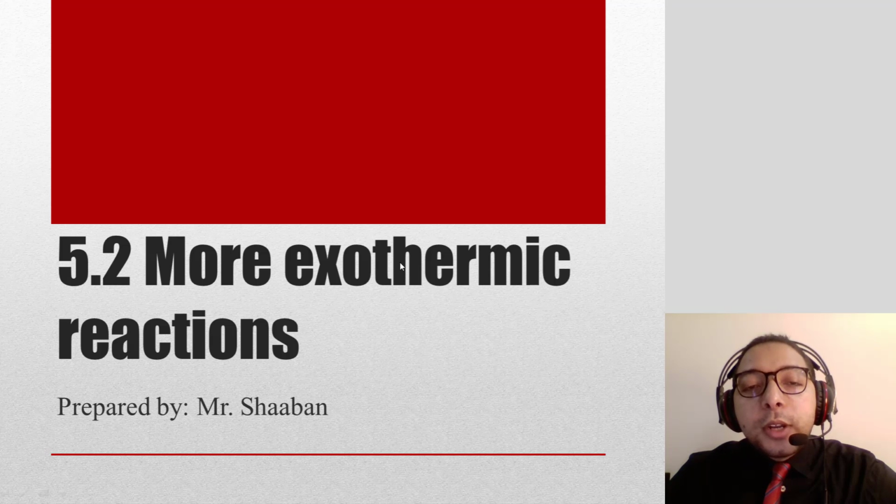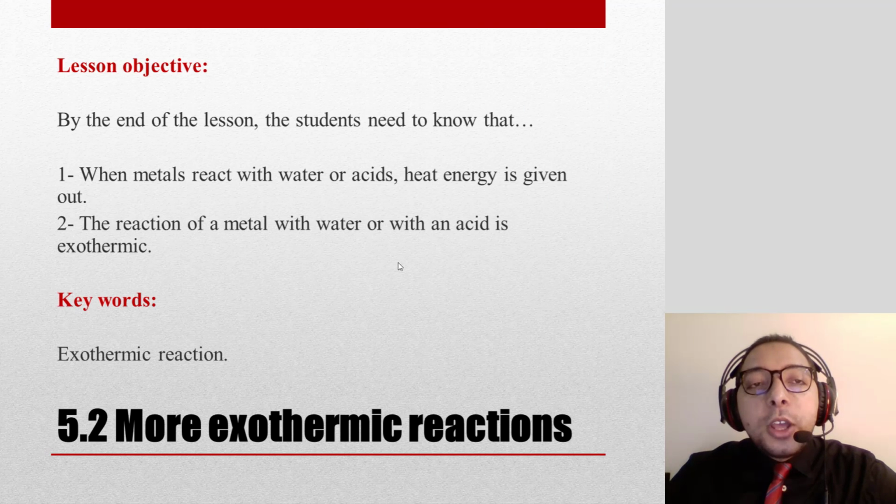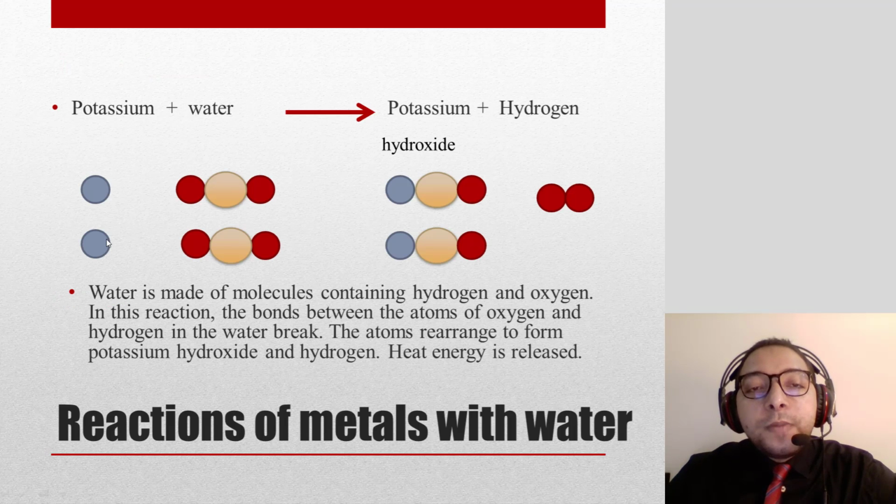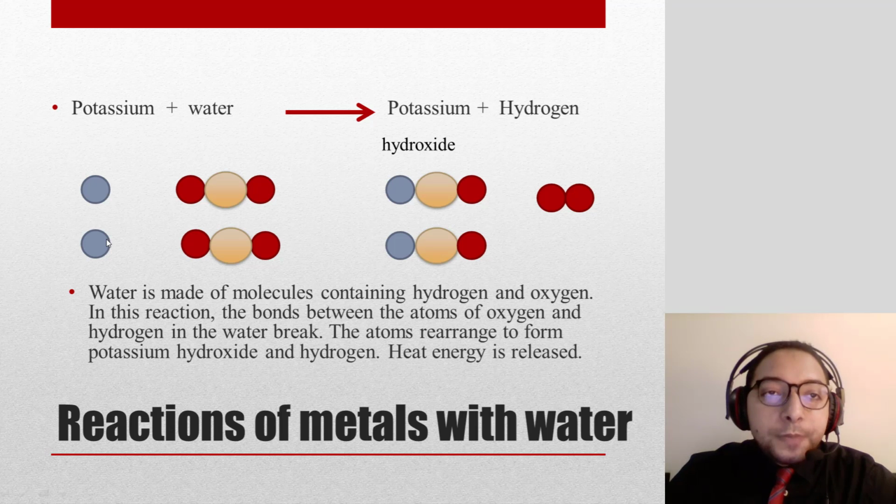On the other hand, we have another lesson, more exothermic reactions. The lesson objective of this particular lesson is that when a metal reacts with water or acids, heat energy is given out. So that's an exothermic reaction. The reaction of a metal with water or with an acid is called an exothermic reaction. So we're going to look at the rearrangement and how it takes place between the elements, and how these elements are going to make new bonds in order to produce energy.